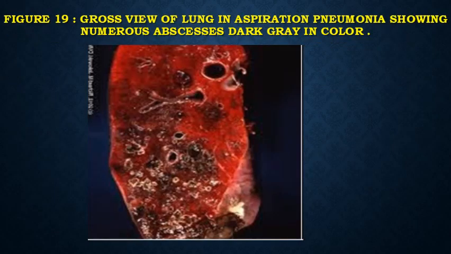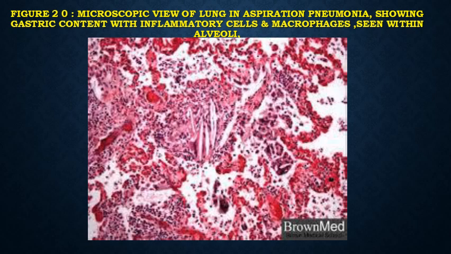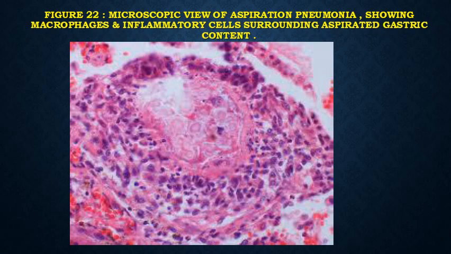This is a gross view of the lung in aspiration pneumonia, showing numerous abscesses. Actually, the abscess formation is dark gray in color, because it is one of the complications of aspiration pneumonia. Here you can see the microscopic view of the lung in aspiration pneumonia, showing gastric content with inflammatory cells, macrophages, and a giant cell. Look here, aspirated material with giant cell and macrophages. This is the gastric content, and this is the inflammatory cells and macrophages in the alveoli.